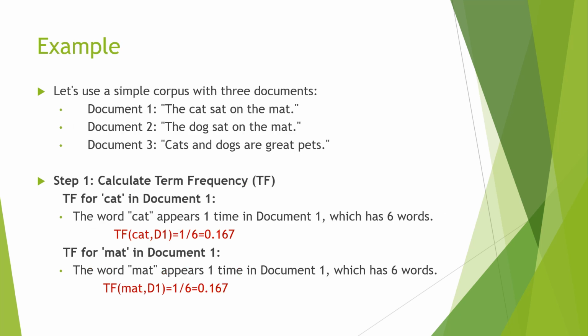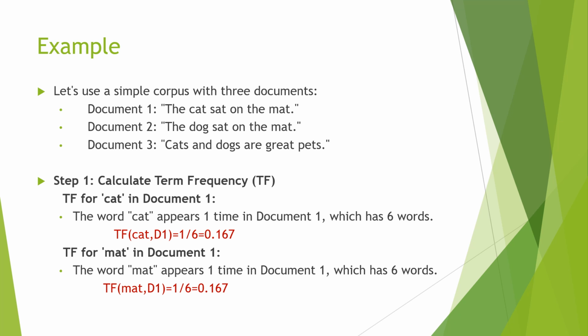Let's now consider an example. We have three documents. The first document contains the sentence, the cat sat on the mat. The second document contains the sentence, the dog sat on the mat. And the third document contains the sentence, cats and dogs are great pets.